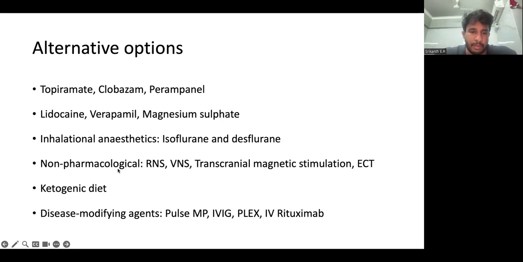Non-pharmacological management includes repetitive nerve stimulation, vagal nerve stimulation, transcranial magnetic stimulation, and electroconvulsive therapy. Ketogenic diet has been found to be useful in some patients. And in patients with new onset refractory status epilepticus, the assumption is that they have some autoimmune encephalitis causing it, in which case pulse methylprednisolone, IVIG, PLEX, or IV rituximab might be helpful.